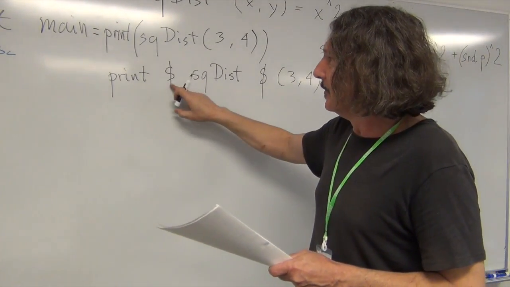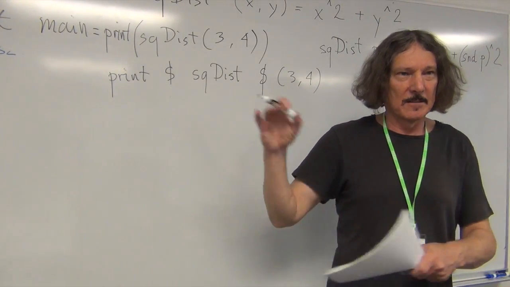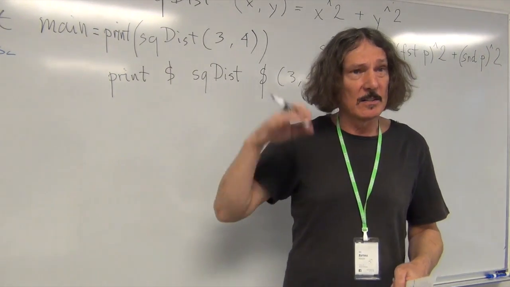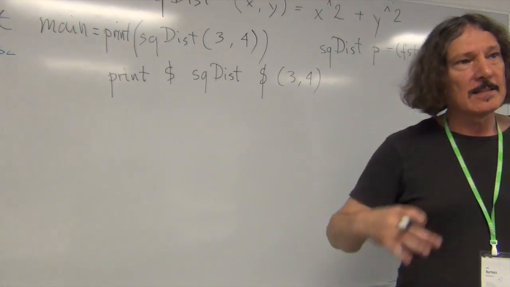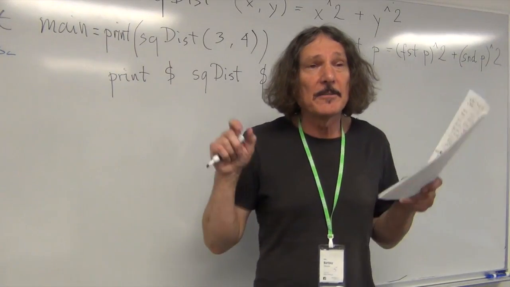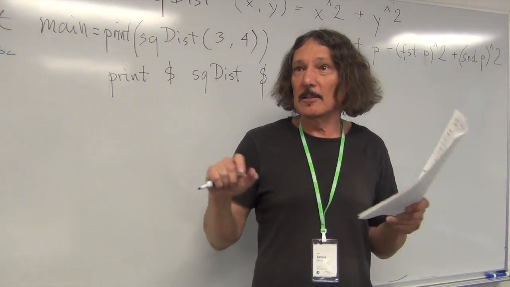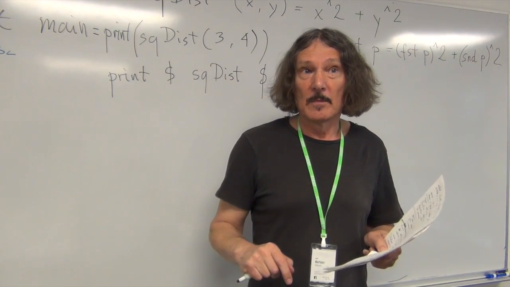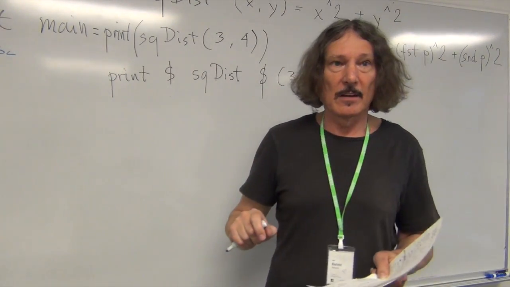Now, the $ sign is like the total opposite of space. So this is also function application. Space is function application, and this is function application, but it has completely different properties. Namely, it binds very, very lightly. It's actually the lowest possible binding in Haskell, although you can define other operators which have the same binding strength.